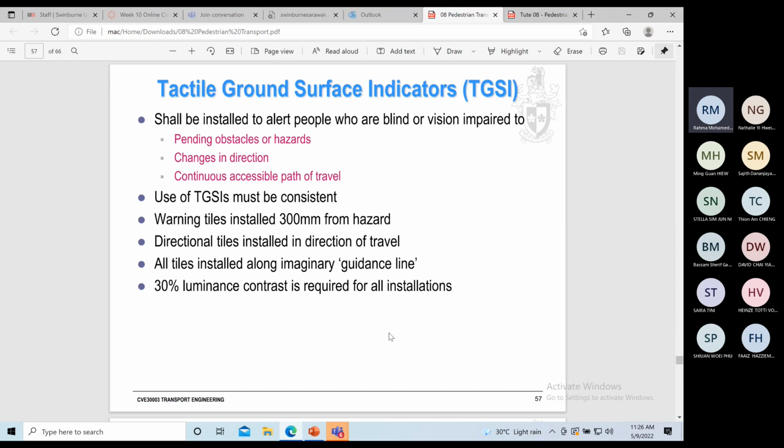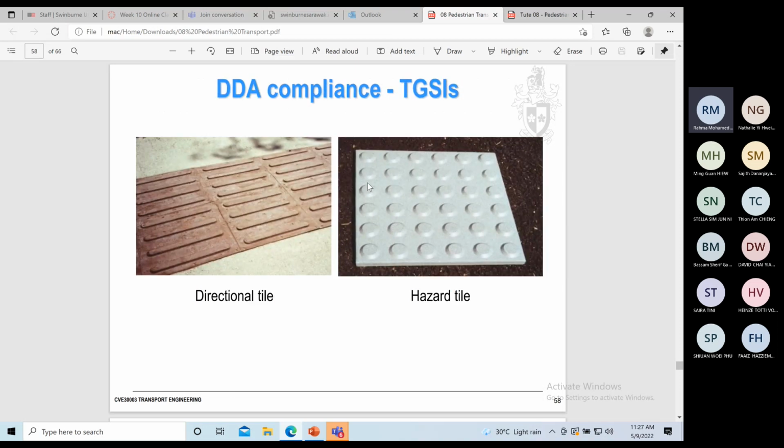Moving on to another facility, which is tactile ground surface indicators. These are installed to alert people who are blind so that they know of a pending obstacle or hazard. They know when to change direction, and they know if there is a continuous accessible path of travel. Okay, let's look at some examples. So there will be directional tiles installed so that people who are blind can sense them with a stick. A directional tile tells them that they can have a continuous travel path.